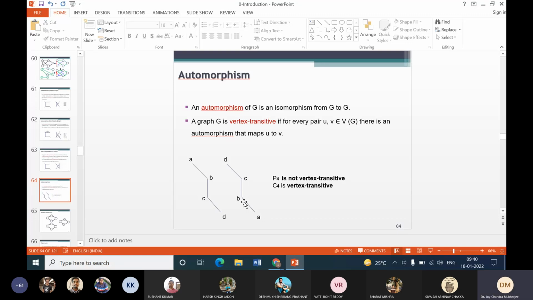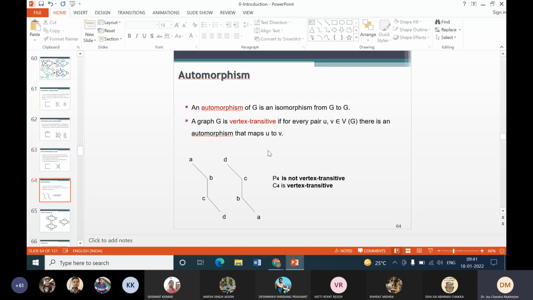A graph G is called vertex transitive if for every pair U, V belongs to V(G), there is an automorphism that maps U to V. इसका मतलब ये है कि कोई भी vertex, so suppose you took this graph, you take any one vertex, and if you create a bijection with B with all other vertices, like B can be assigned as A, B can be assigned as C, B can be assigned as D. If that is the case, that is called as vertex transitive graph. So I will again repeat this.